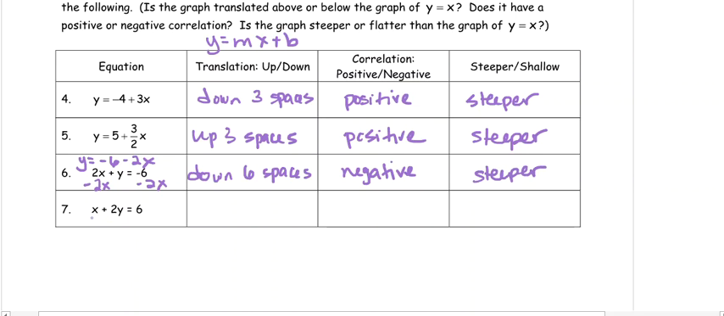Okay, let's do this one. So subtract x from both sides. You're going to end up getting, I'm just going to work it out underneath, 2y is equal to 6 minus x. That means now you have to divide by 2. You need to get the y by itself.